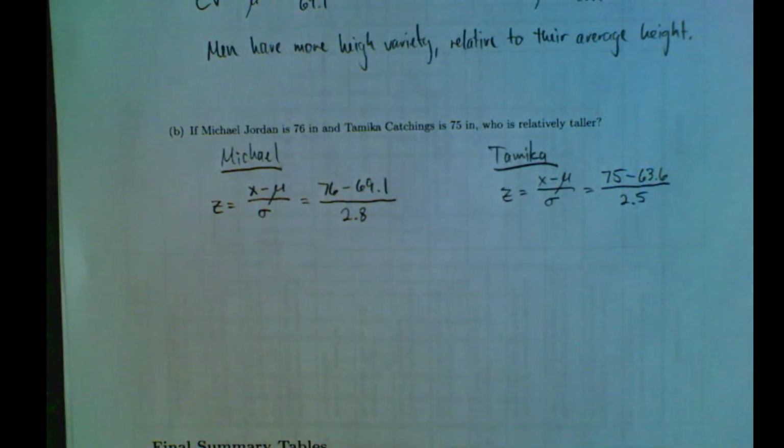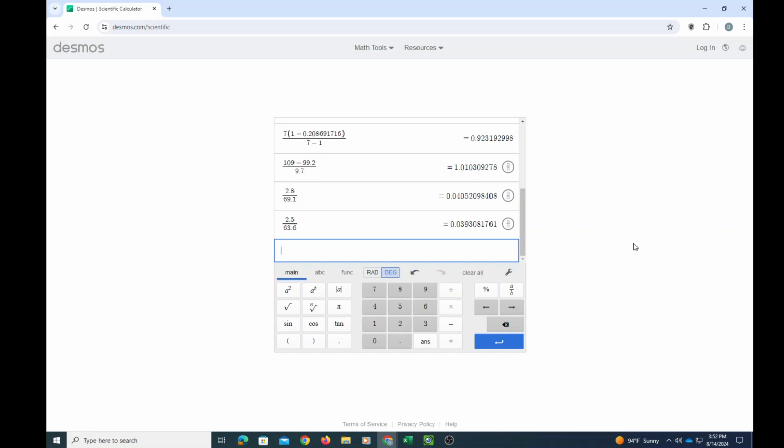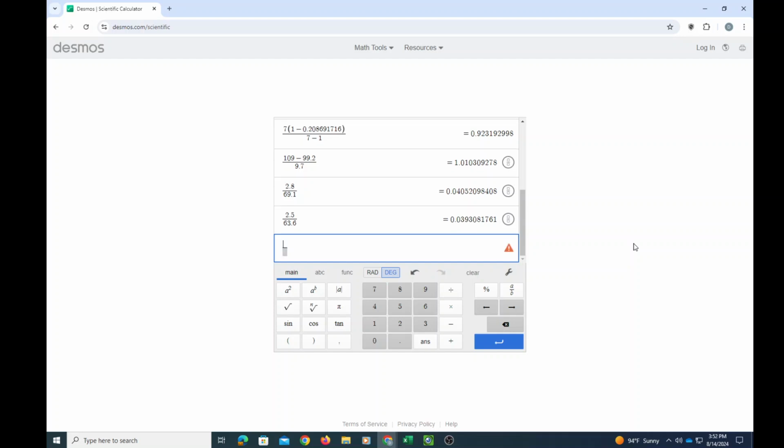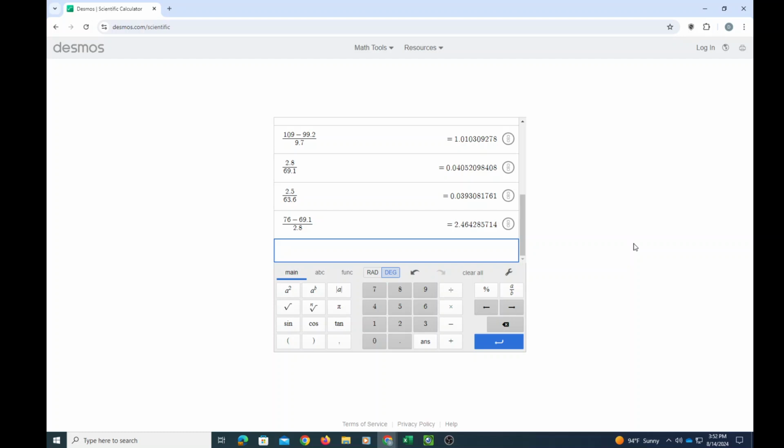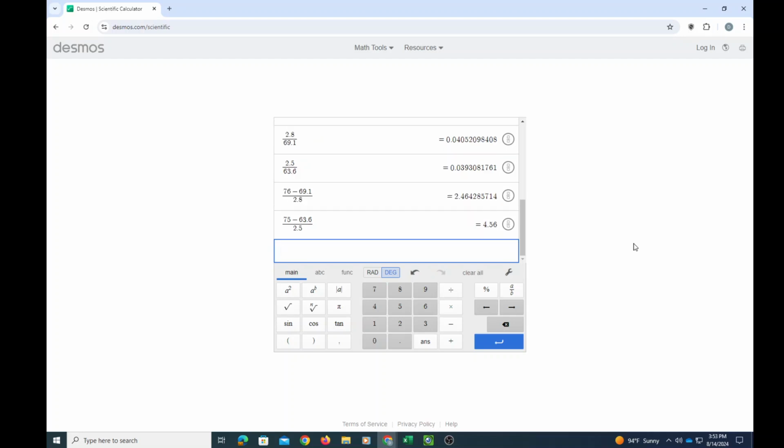So let's head back over to Desmos and punch these into our calculators and see what we get. So I'll give myself a little fraction. We'll do 76 minus 69.1 divided by 2.8. So there's Michael Jordan's z-score. And then for Tamika Catchings, we'll do 75 minus 63.6 divided by 2.5. So there's her z-score. So it looks like Michael Jordan's z-score is about 2.46, and Tamika Catchings' z-score is exactly 4.56.